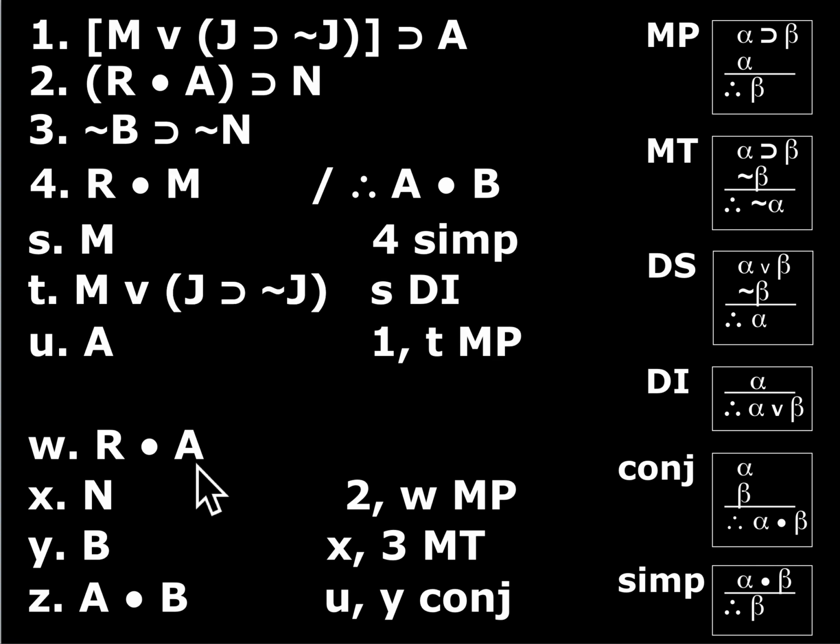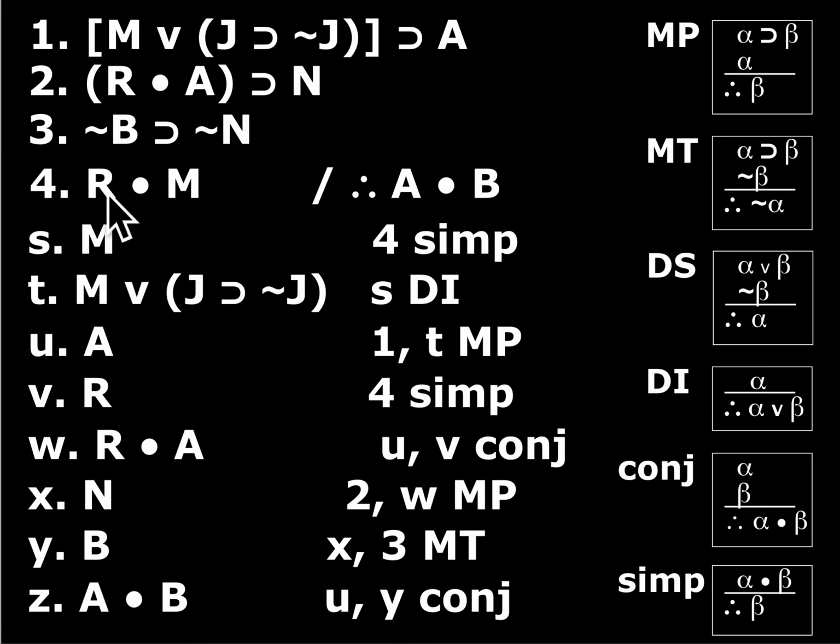How might I get R and A? Well, here's A, and there's R. So if I can get R here, then I can just conjoin that with A to get R and A. So that would be lines uv conjunction. And how could I get R? Simplification on line 4. So again, you can see what I've done is I've sort of worked backwards to figure out strategically how this is going to work before just jumping in.